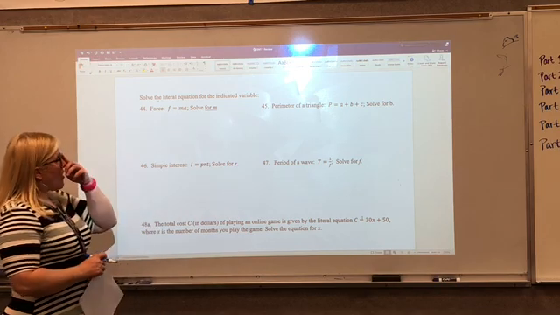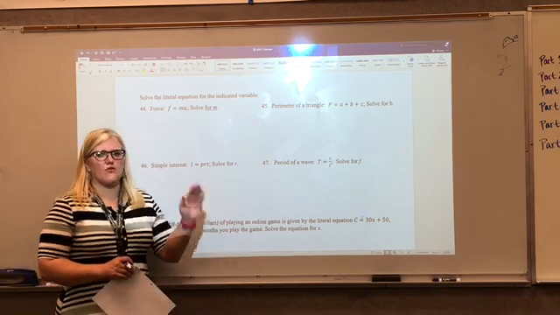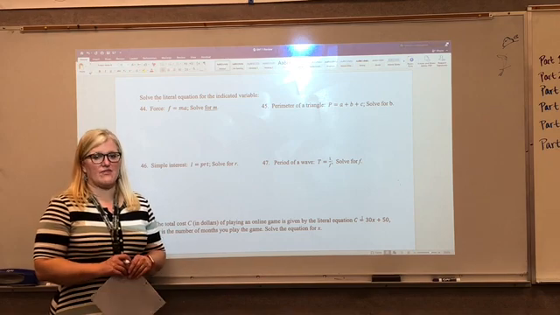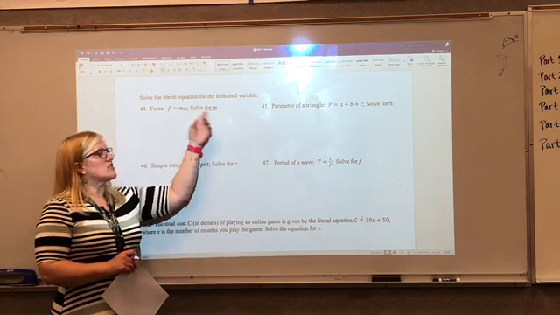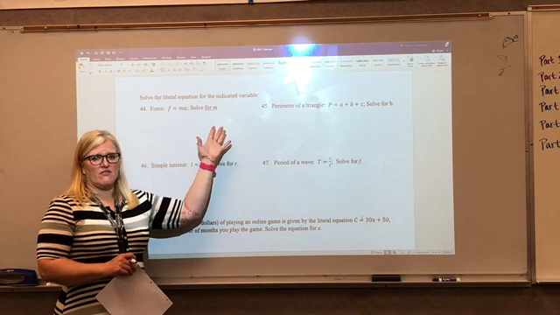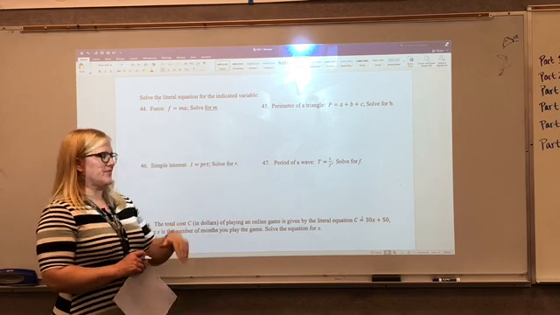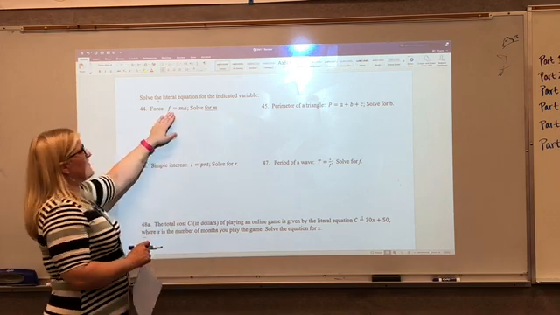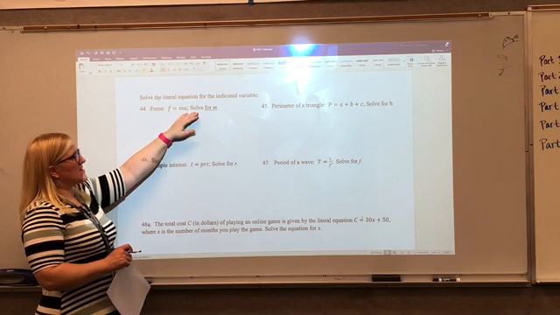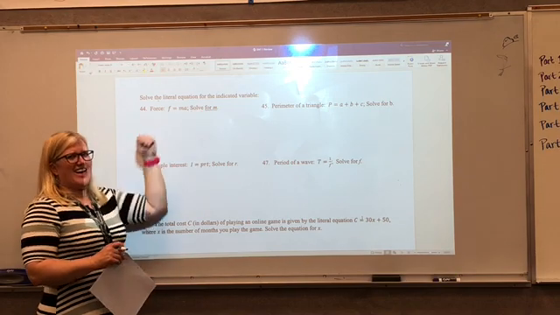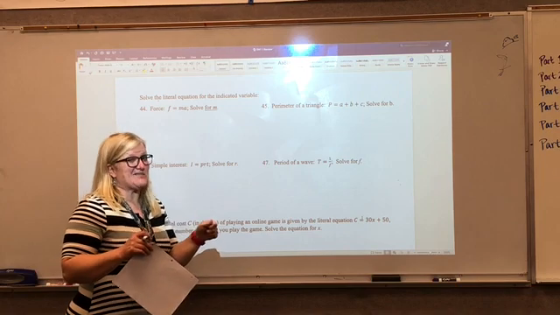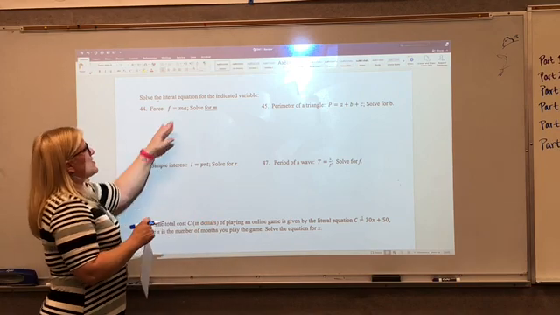Number 44. These are actual formulas for things that we use in real life. And they're wanting you to solve for the variable that they've specified, okay? So force is F equals ma. I believe that's mass times acceleration. I don't know for sure, but that seems like the right thing. So we're gonna solve for m.